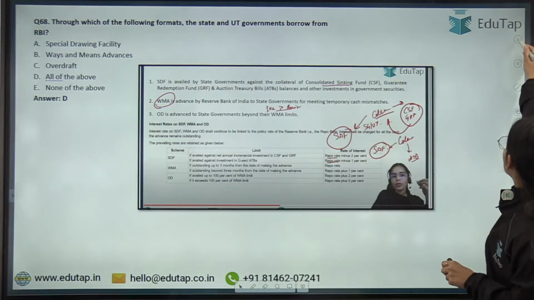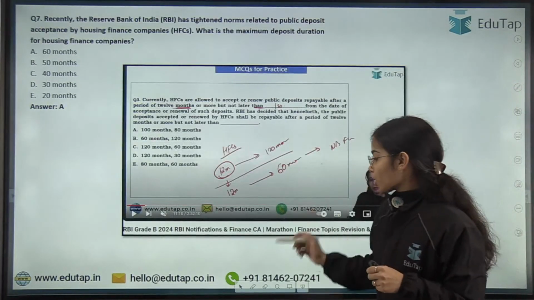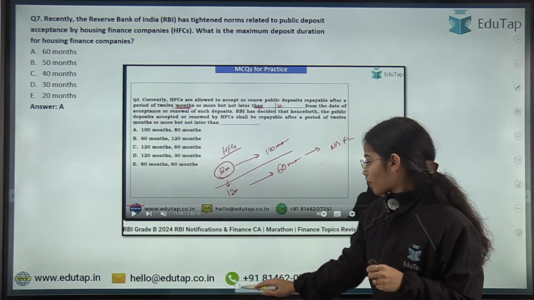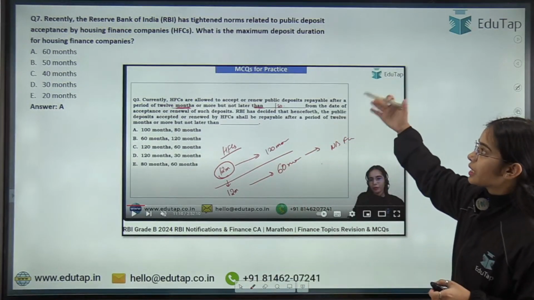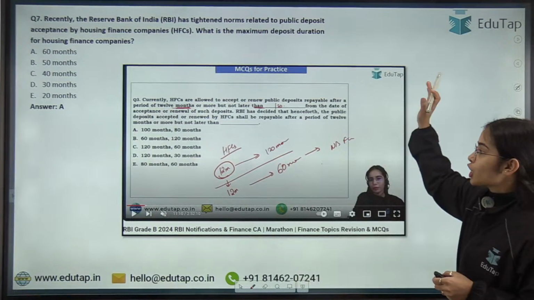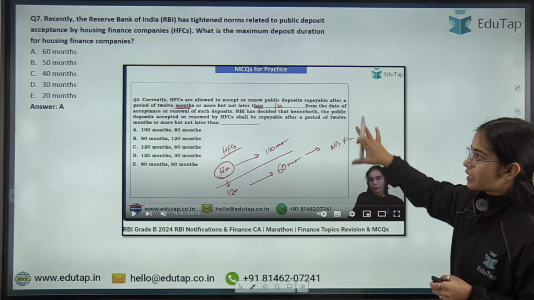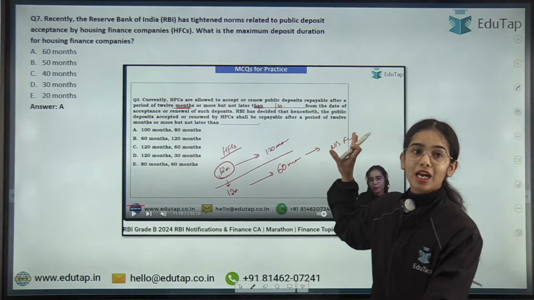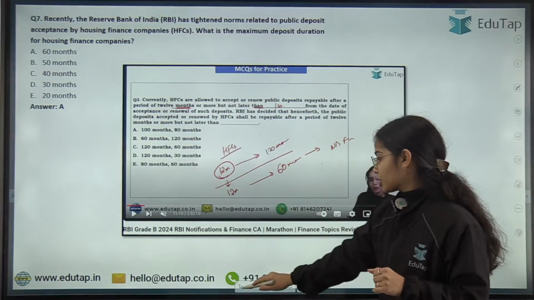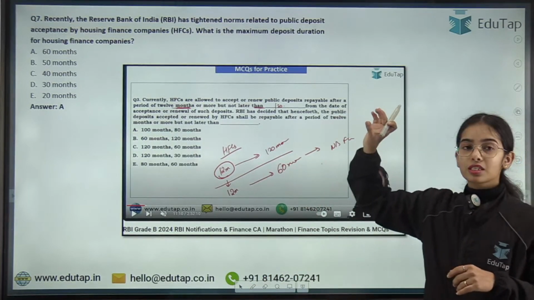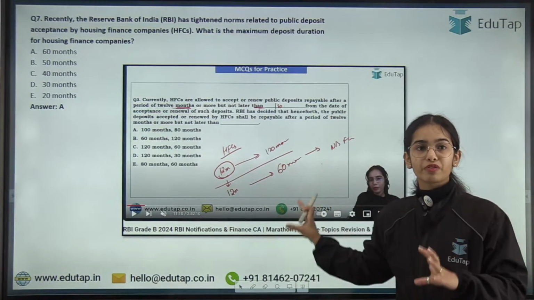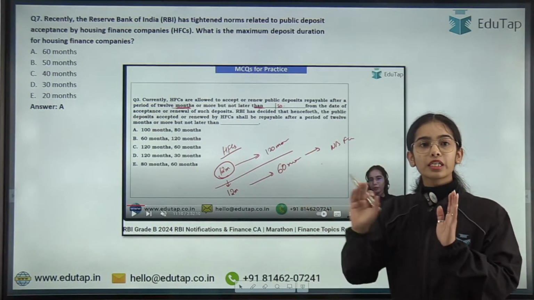Another question was regarding the housing finance corporation, the NBFCs, housing finance companies. That question was also directly covered in the marathon session. This was a topic that came quite near to the examination. So here you can see that the Reserve Bank of India topics, the notifications and the press releases, are covered in the sessions.